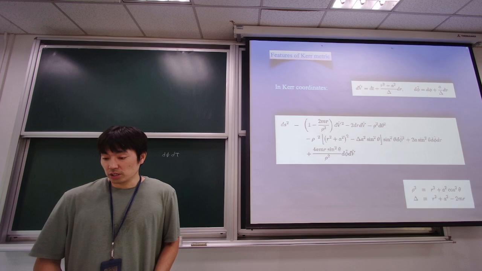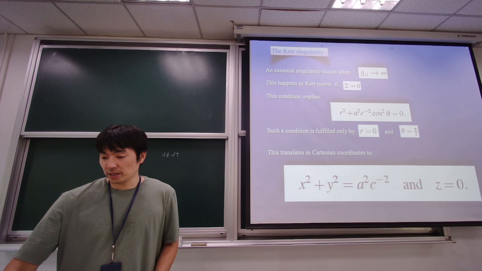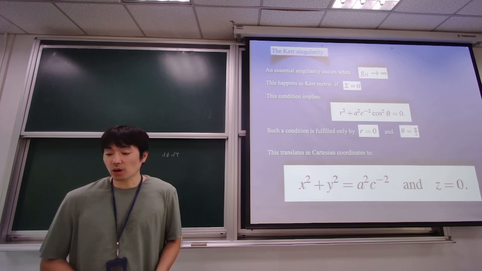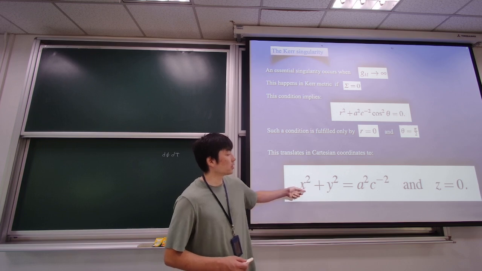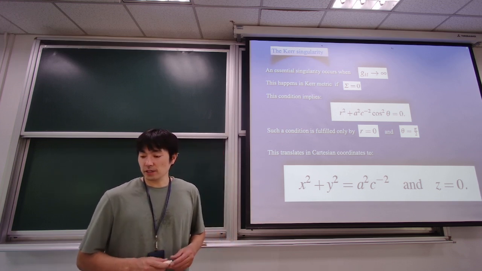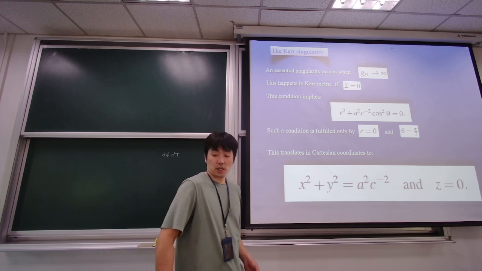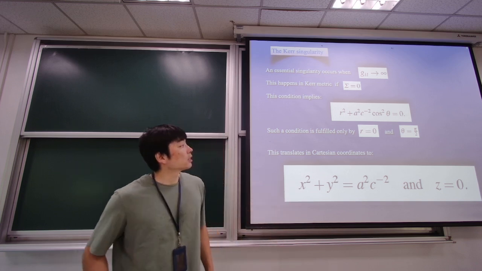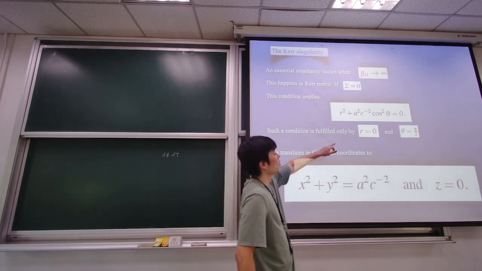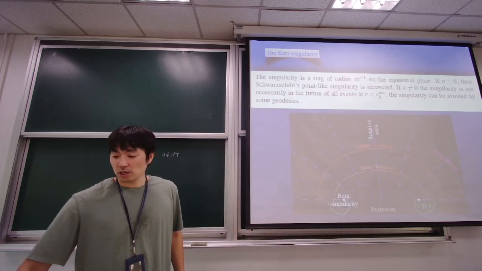And then we can use the Eddington-Finkelstein coordinates to resolve the apparent singularity at the horizon. The Kerr singularity occurs when this equation is satisfied. So therefore you can witness the ring singularity: when r equals 0 and theta equals pi over 2, you encounter the ring singularity.